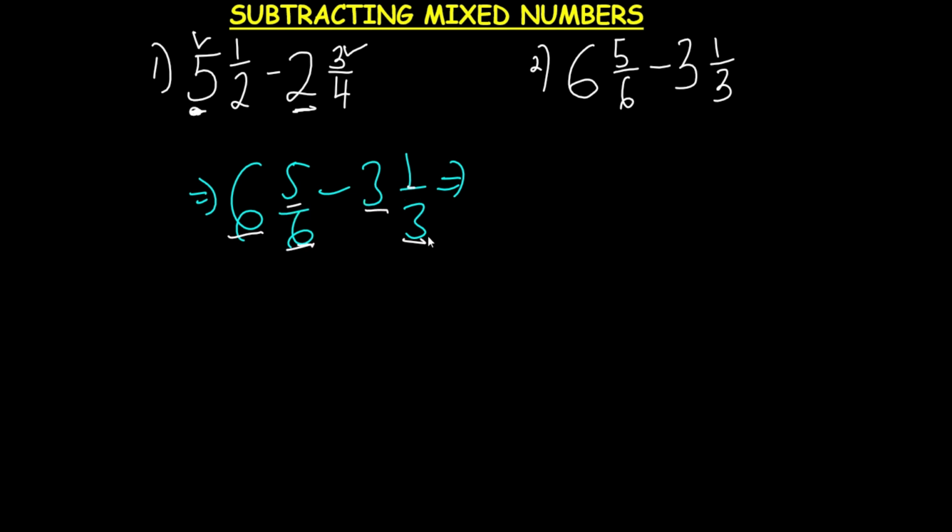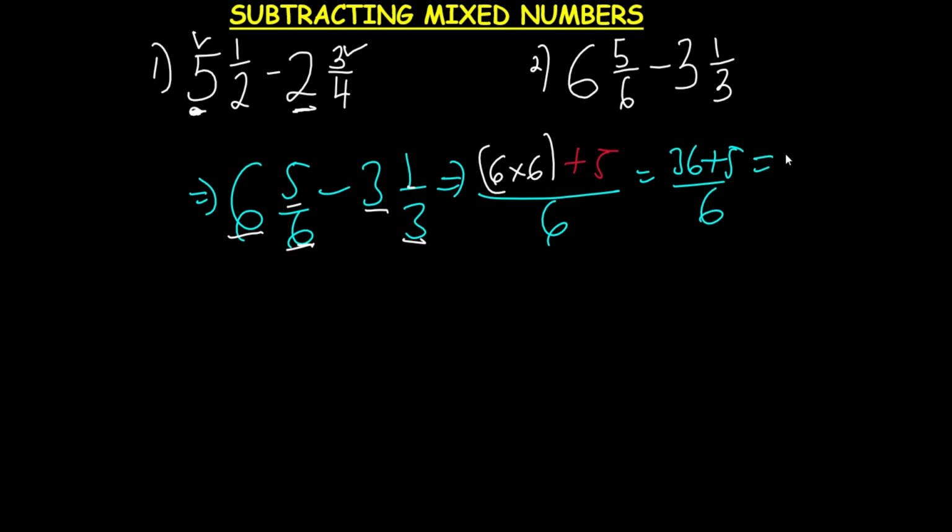by the denominators. So here we multiply the 6 and this 6, so 6 times 6, and then we add it to the 5. We divide everything by 6. As you know, 6 times 6 is 36 plus 5 over 6. Now 36 plus 5 will give us 41 over 6. Now we put this one there.